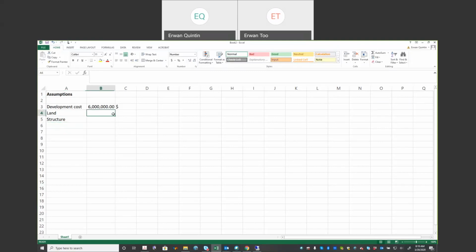Now, the typical breakdown, this is the one that the IRS will let you do without any questions, is to assume that land is 20% of the development cost, and this is exactly what's happening in this particular case. So 20% of 6 million, which is 1.2 million, is the land, and that's in dollars, and the rest is going to be structure. So there we go. So we have our development cost broken down into its depreciable part and its non-depreciable part.